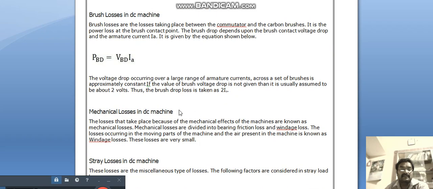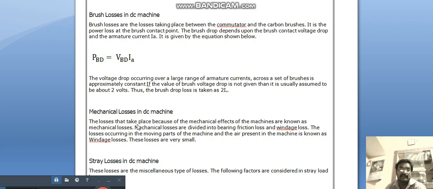Last, mechanical losses in DC machines. The losses that take place because of the mechanical effects of the machines are known as mechanical losses. Mechanical losses are divided into bearing friction loss and windage losses. Winding loss is different; windage losses is different.